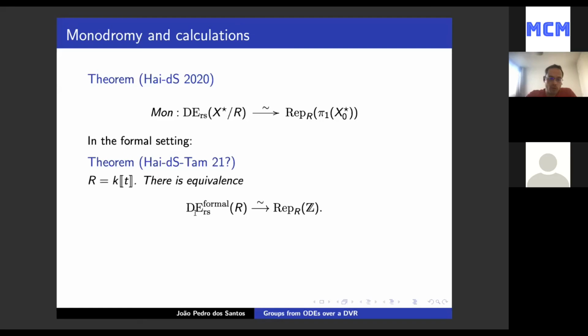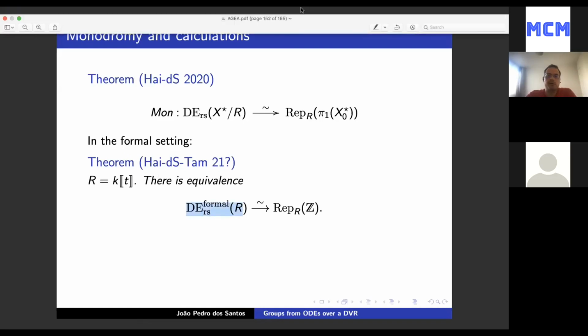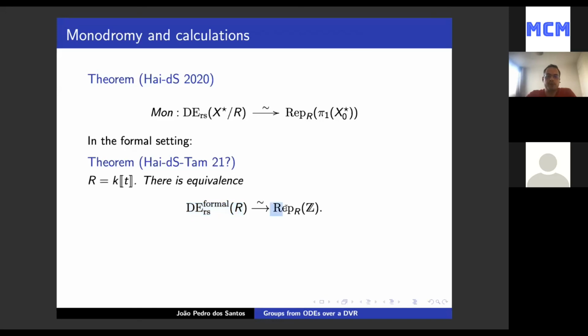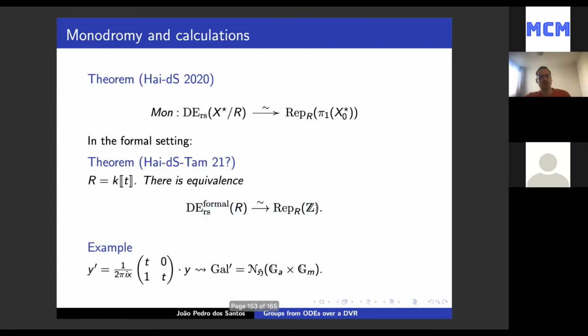It says that the formal category over R, so here you consider Rxx modules, is equivalent to the category of representations of Z. Okay, so this is not written down yet, but it's almost finished. And now for the examples, this is the good thing about these theorems, that they give you very simple ways of computing things and finding non-trivial results.